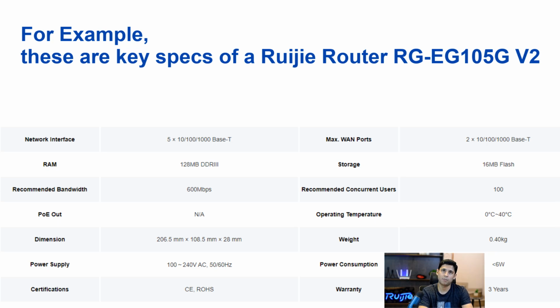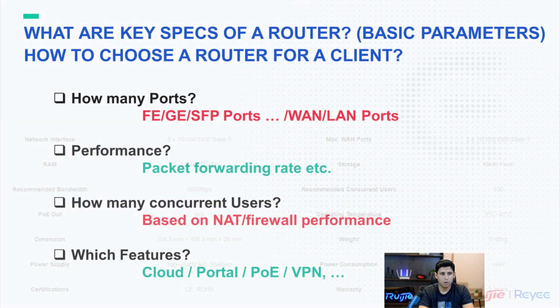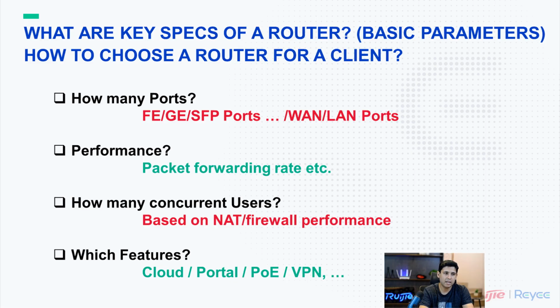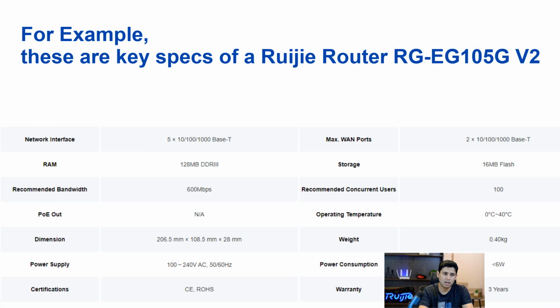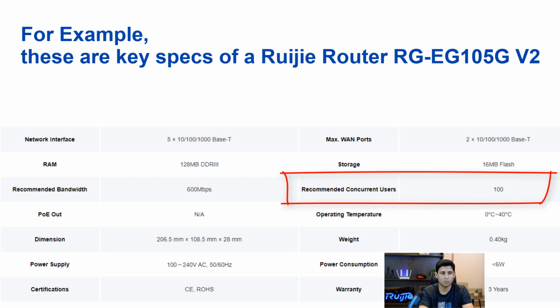We have a wide range of routers in Ruijie, which we will be learning in later phases of this training course. Here we are just discussing the routers. Then the second thing we need to look at is performance. For example, what could be the packet forwarding rate? Then we can also suggest the router based on the number of concurrent users. What is the requirement of the client?